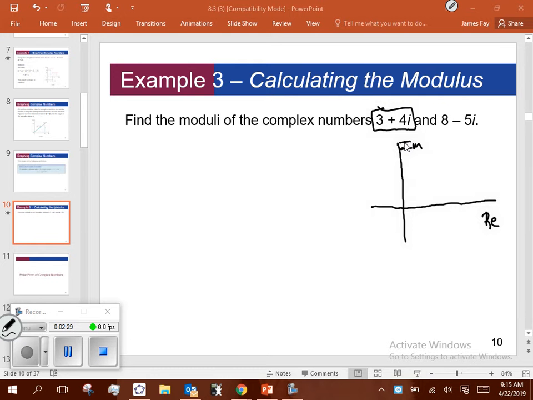I'm going to move over 3 units, and that addresses the real part of 3, and then I'll go up 4. And that addresses the imaginary part, 4i. So we call that point z. Okay? That's z is equal to 3 plus 4i.